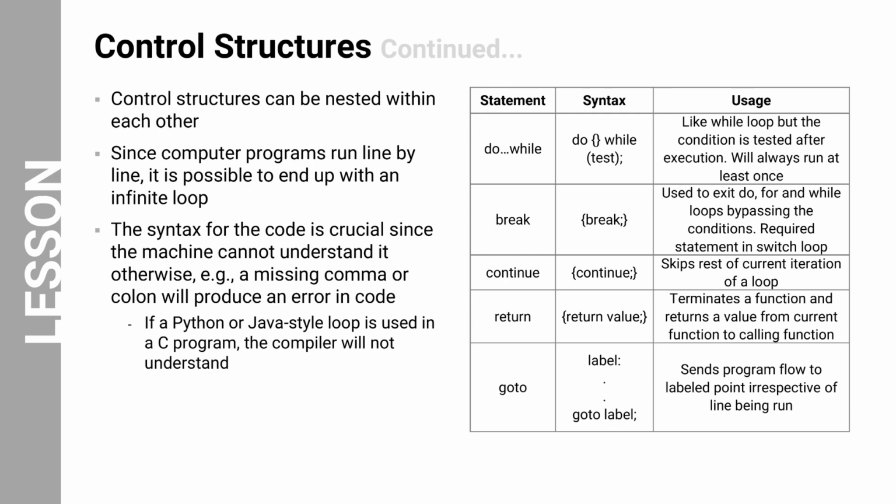Additionally, there's goto, which enables jumping to a specific point in the code. While powerful, goto is generally discouraged because it can make the code harder to read and debug. These control structures can be combined or nested for more complex functionality.